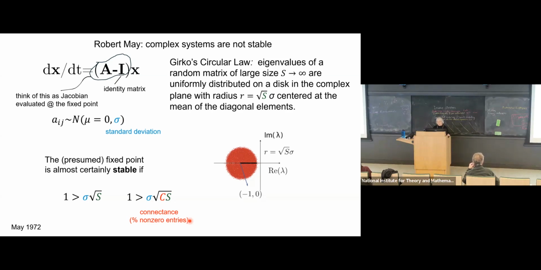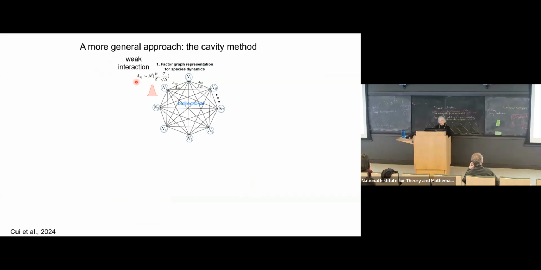So then in recent advancement, people thought, okay, Robert May assumed the steady state exists. But we know a fraction of species will go extinct. So how might we do a more rigorous calculation of this, without assuming the existence of the fixed point? The general approach is called the cavity method.